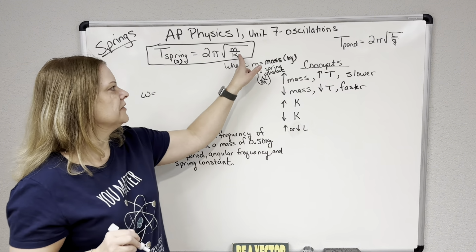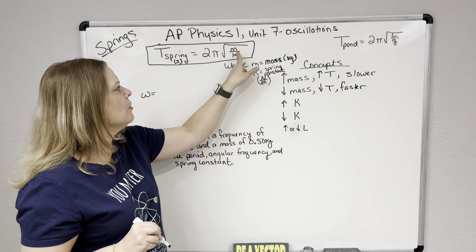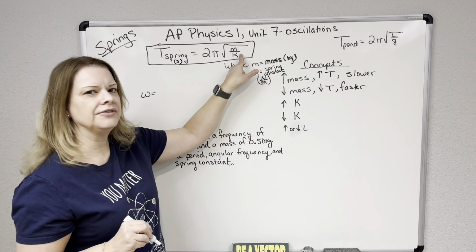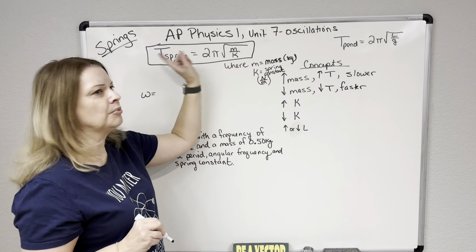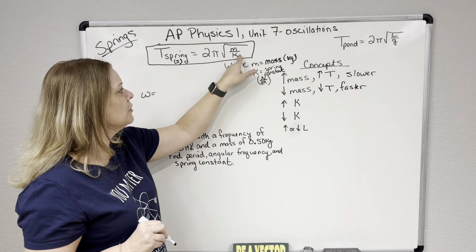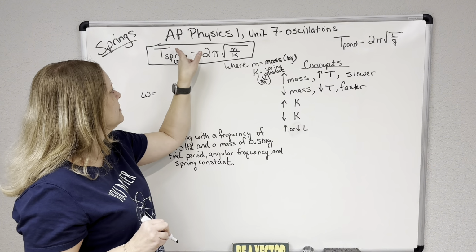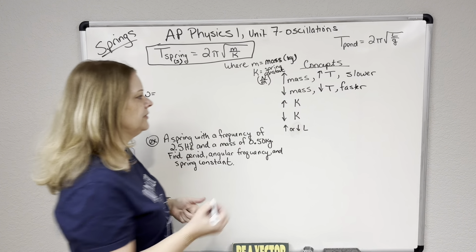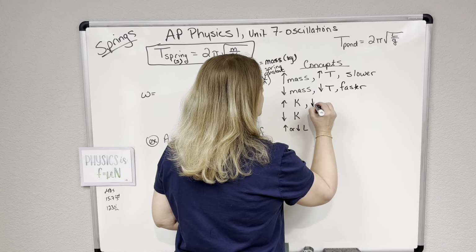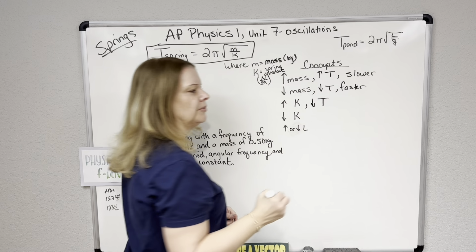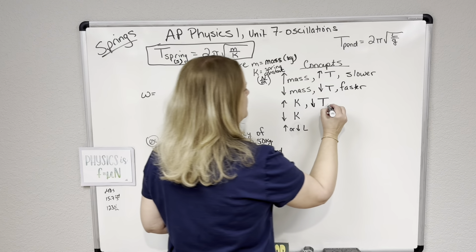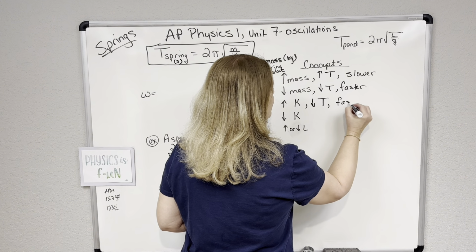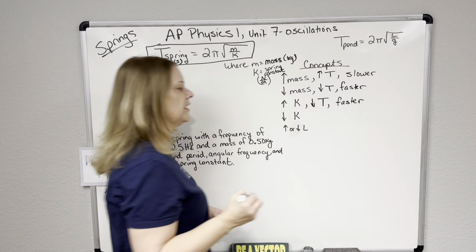Now we're going to look at this k value, our spring constant. When we increase the spring constant, that's in the denominator. Those are inversely proportional. So when I increase my k, I am decreasing the period of the spring. And that means it's going to go faster. We're going to have less time for one cycle.